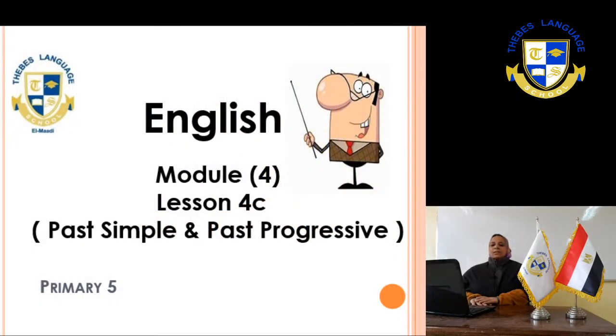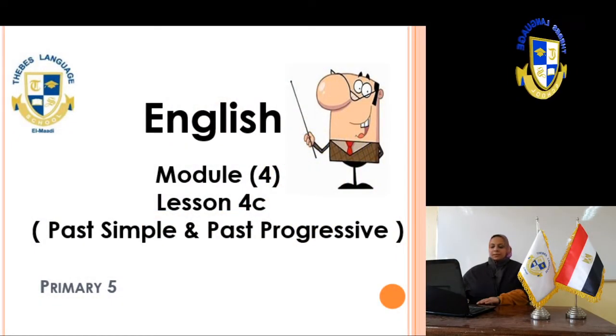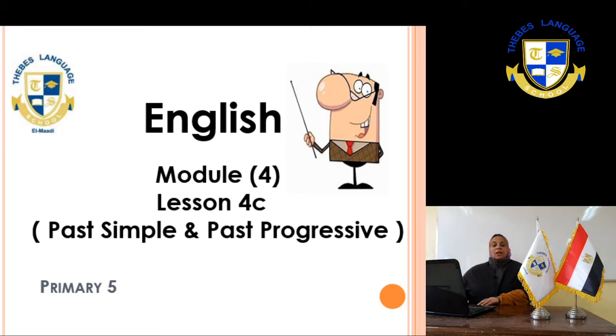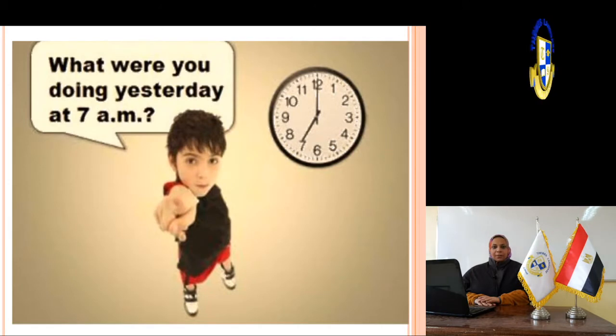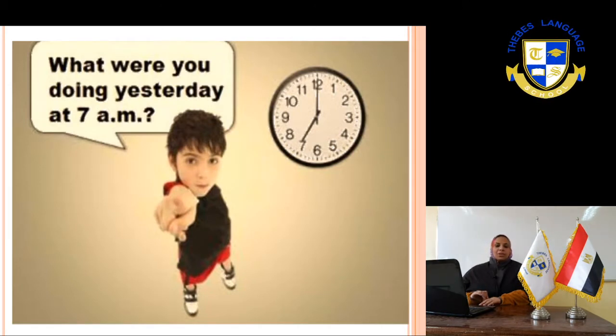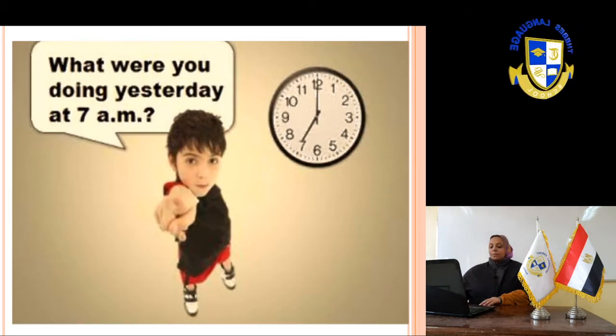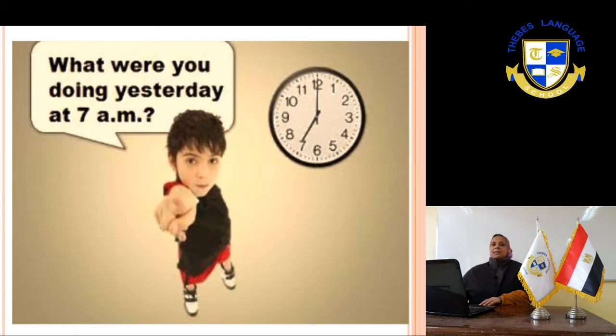Our lesson for today is Module 4, Lesson 4C, Past Simple and Past Progressive. Let's see the first slide. Now, what were you doing yesterday at 7 o'clock? Because I'm mentioning the time, I'm using past continuous. Because I'm mentioning the time, I'm saying 7 a.m.